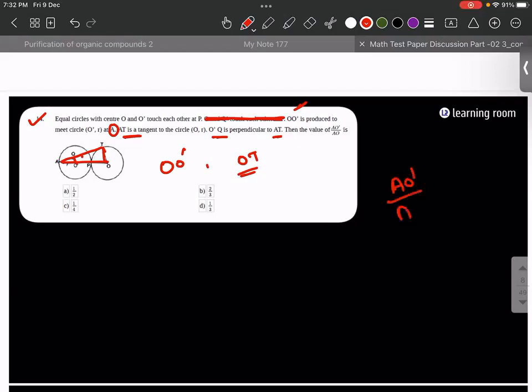Sir, I have a small doubt. What does the tangent have to do with the answer? Because it is perpendicular, no? Sir, but they have said that they are equal circles. So AO dash is the radius and AO is 3 times the radius. Yeah, that is there.